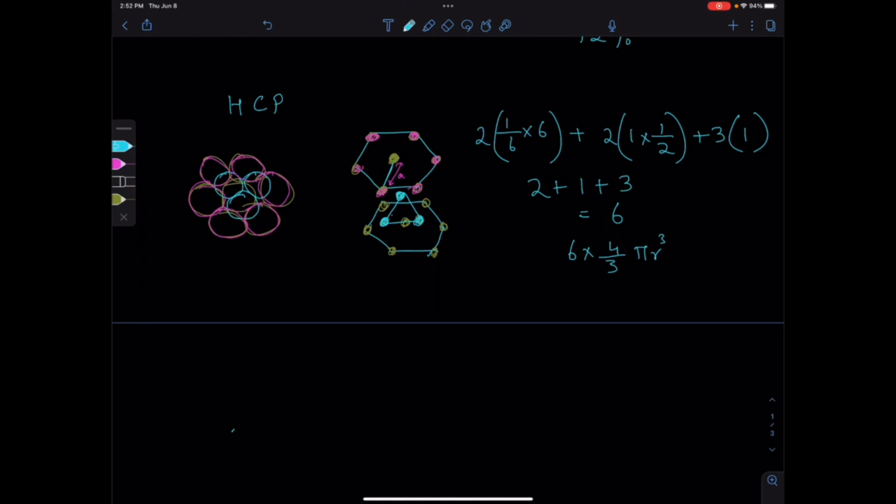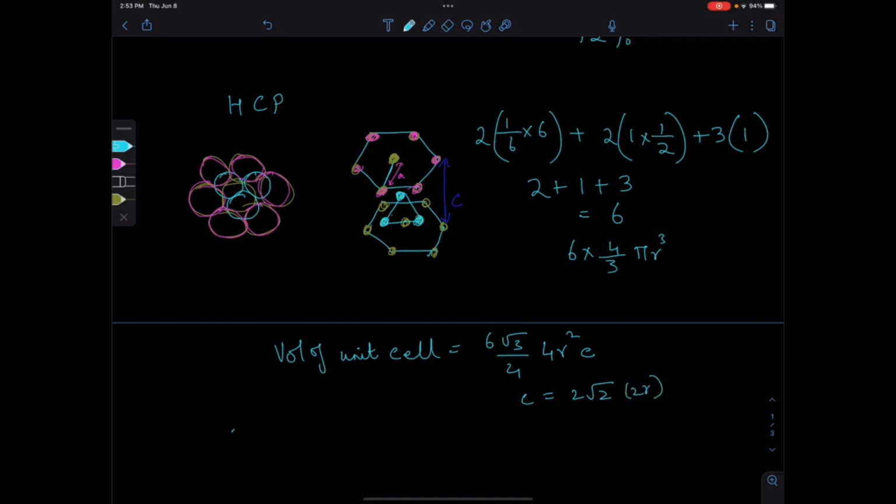Volume of this hexagonal unit cell would be (6√3 by 4) times 4r squared times c, where c is this distance. It can be shown that c equals 2√2 times 2r over root 3.